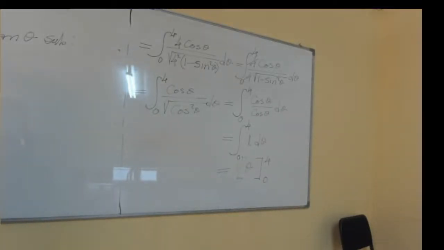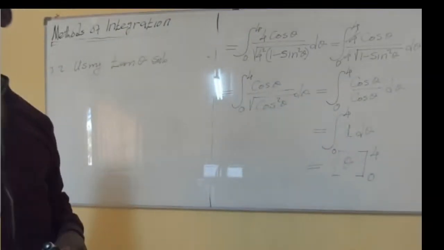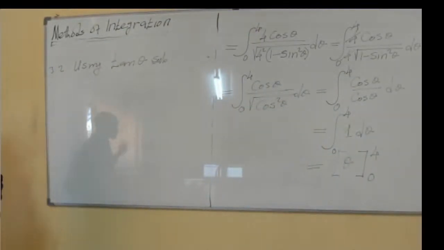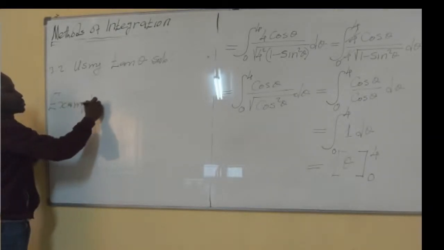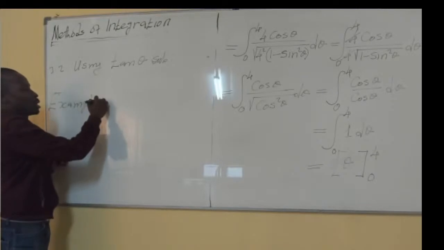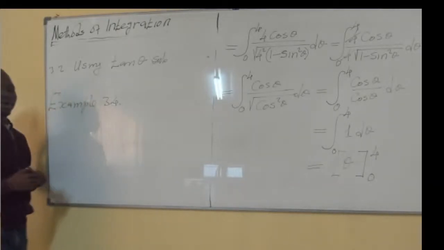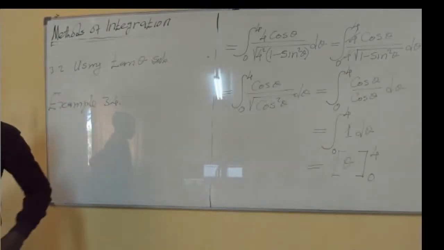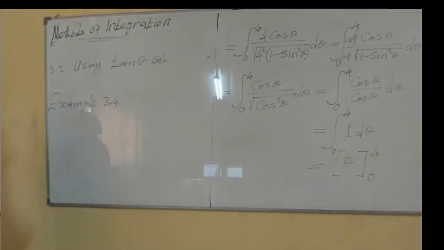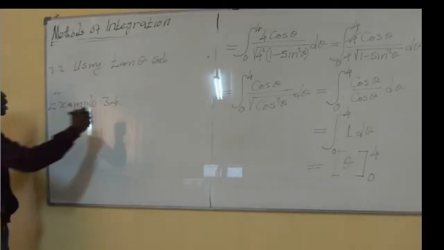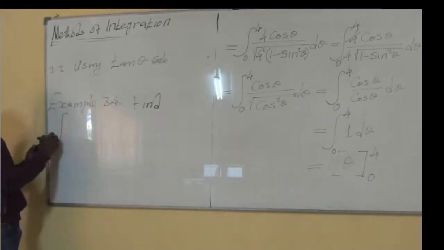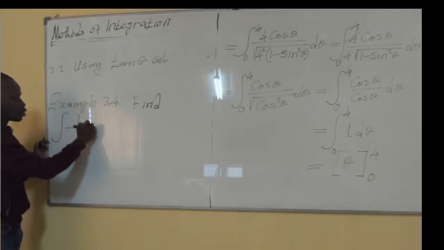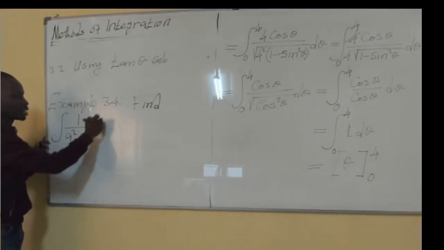Okay, so we are now looking at a situation where we use the tangent of theta as the trigonometric function of substitution. Now, an example is example number 34. This is where we are employing the substitution of tan theta. So, this example says, find the integral of 1 over a squared plus x squared dx.